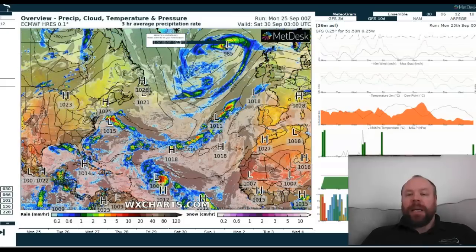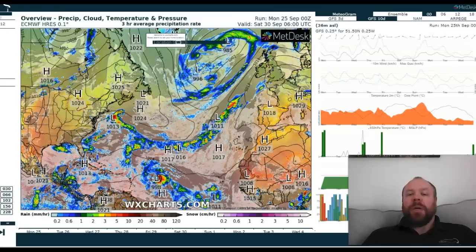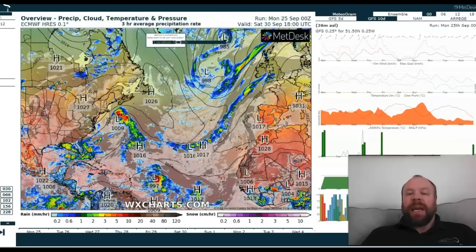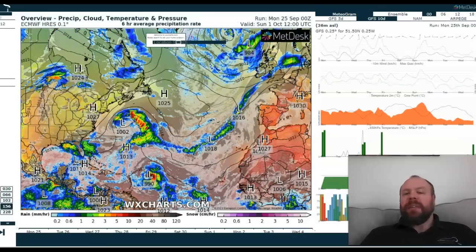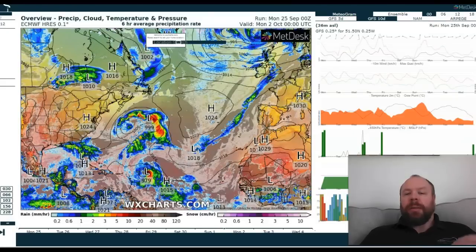And then as we continue to play through, you see here higher pressure tries to build into the UK and Ireland here. This is right at the very, very end of the loop here. But it looks as if the model still has some disturbed weather moving in with a fairly fresh, cool airflow coming off the Atlantic here. So it doesn't look as if there's anything particularly warm to speak about in the next wee while anyway.